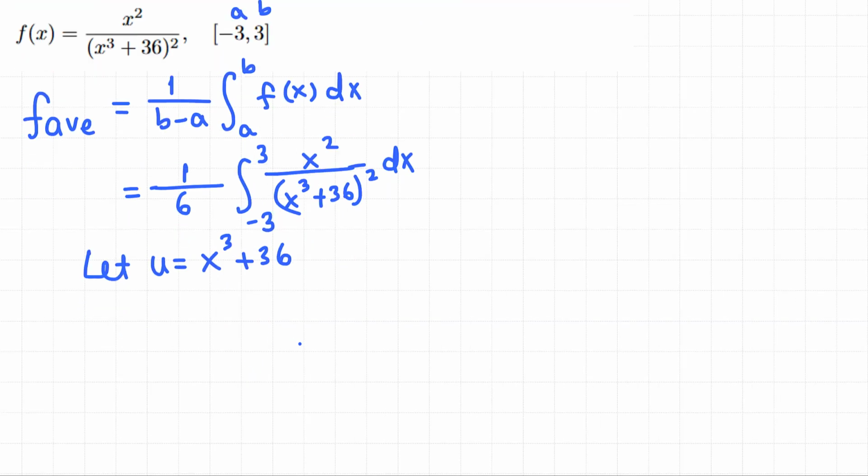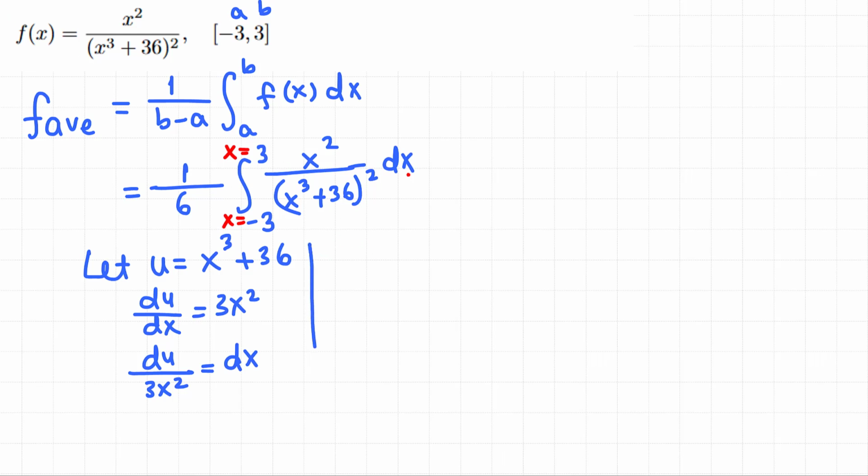Now the next two steps are automatic: we find the derivative, then isolate dx, so dx equals du over 3x squared. At the same time, we know that these limits -3 and 3 are for x. When we do this u substitution, our goal is to convert everything in terms of the new variable, so we can convert these limits as well. In that case, we don't have to back substitute u later.